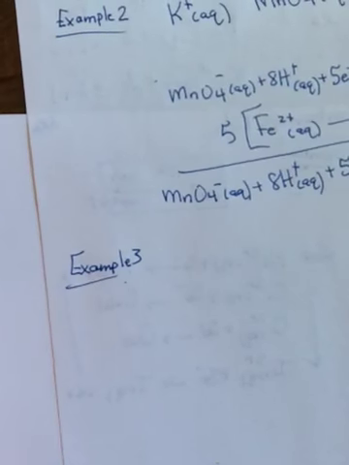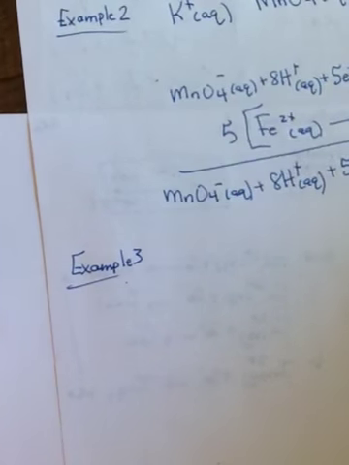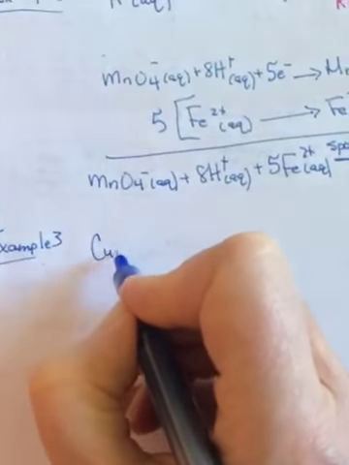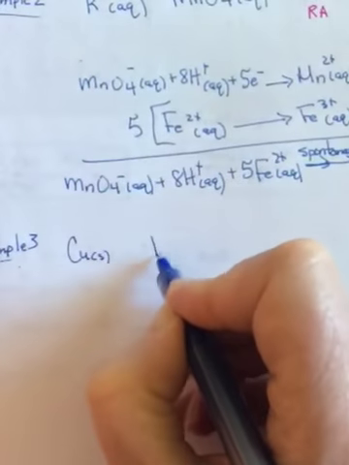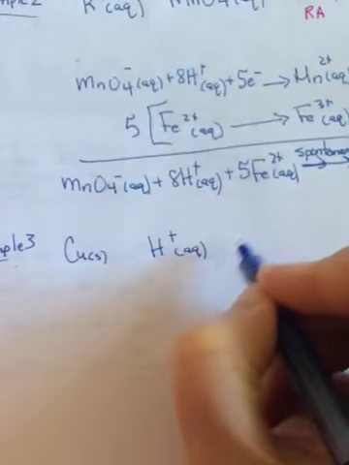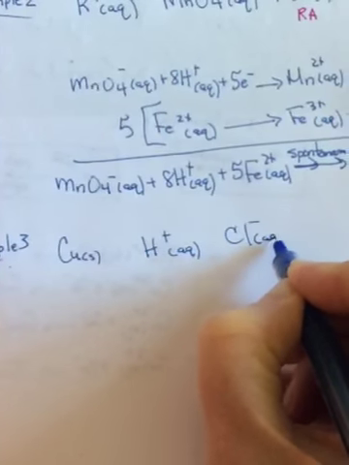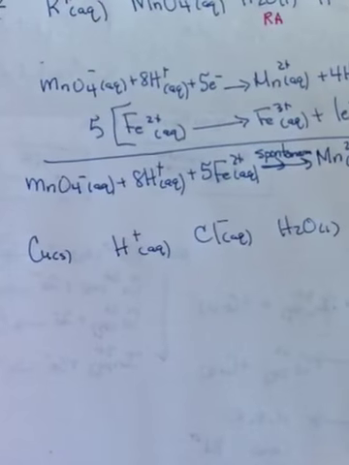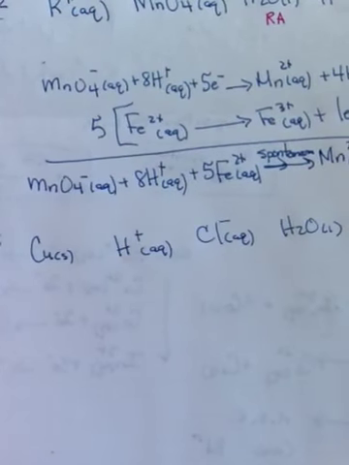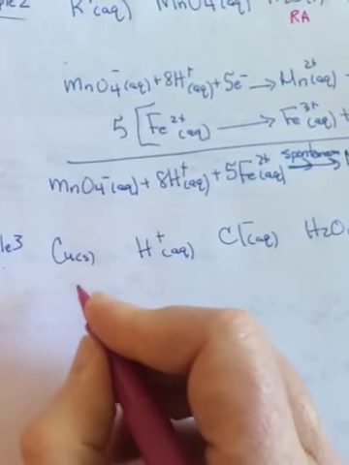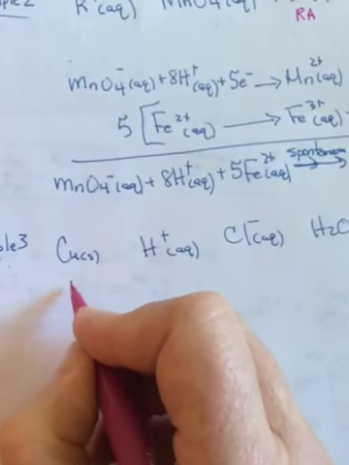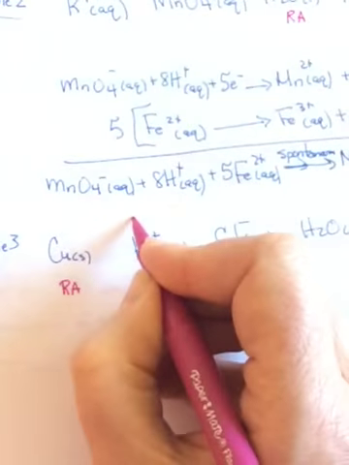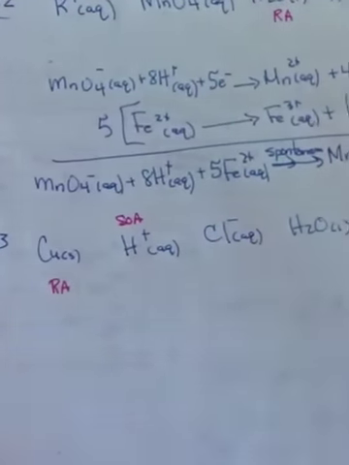Sample 3 says, could copper pipe be used to transport HCl solution? Copper pipe, that will be copper solid. HCl, H positive, Cl negative, aqueous solution, H2O. Okay, and so now we need to do our oxidizing and reducing, and I just do these in different colors so that it's easy for you to see. Copper solid, it's going to be on the reducing side. H positive by itself on the oxidizing side.